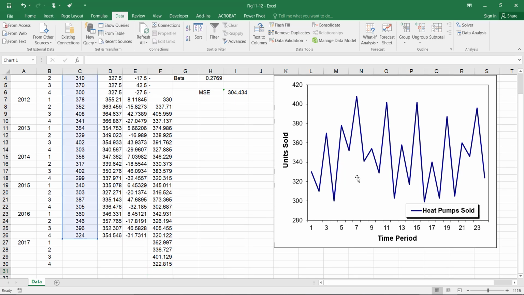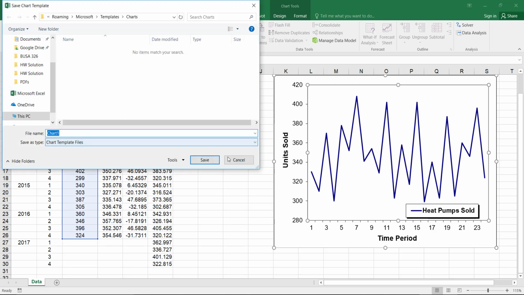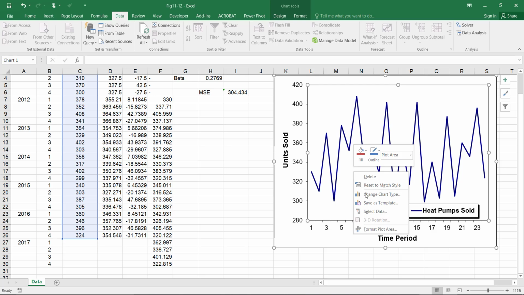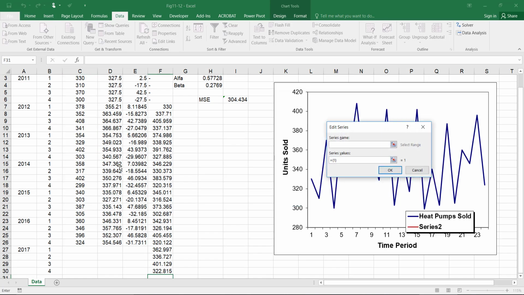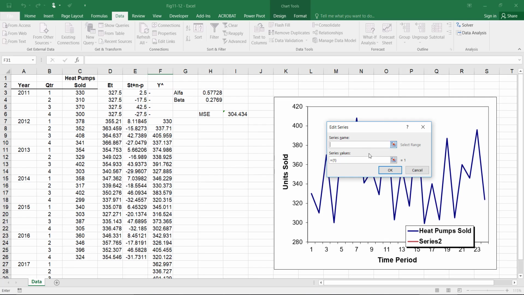Now let's compare the forecasted model with what we got from the forecasting. So let's add the data, and these are the observations that we have.